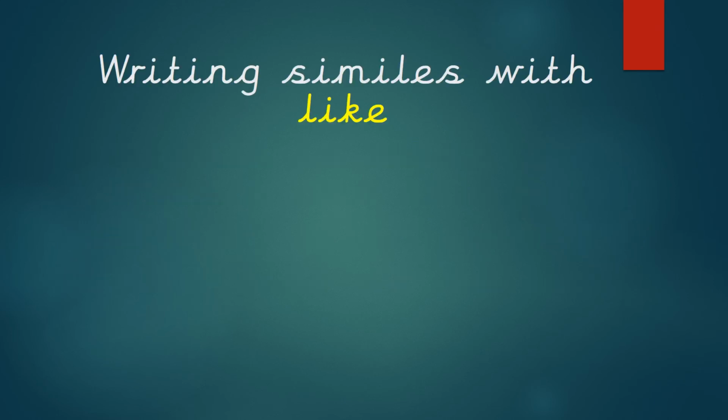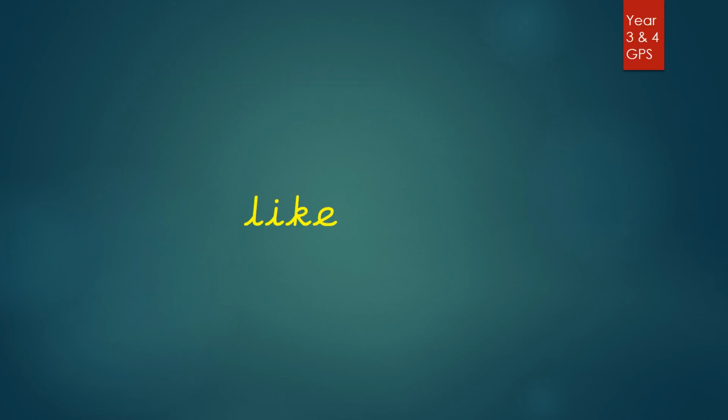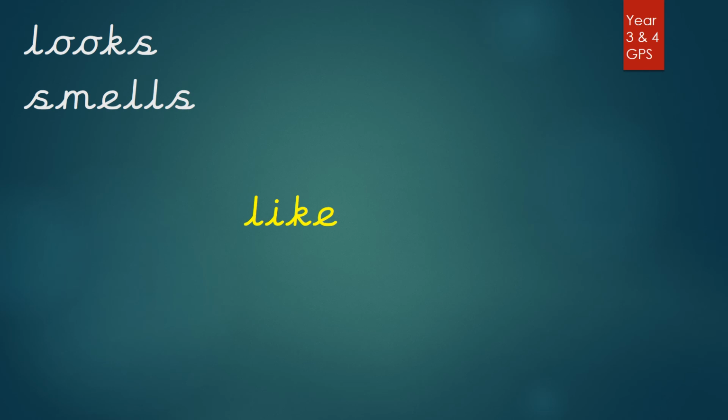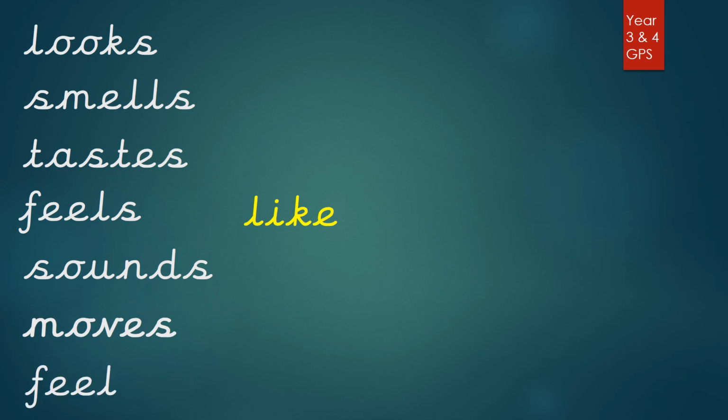Writing similes with like. So basically you're comparing one thing with something else. You're not saying it is something else, you're just saying it's like something else. So it looks like something. Remember, we're going to use our senses here. It looks like something. It smells like something. It tastes or feels or sounds or moves or even makes you feel an emotion. We're not saying it is that thing, we're saying it's like it.